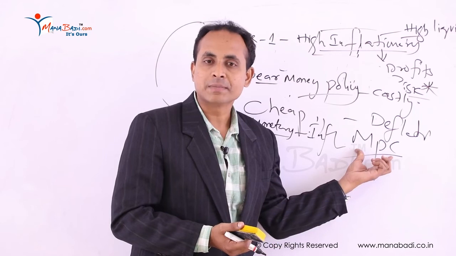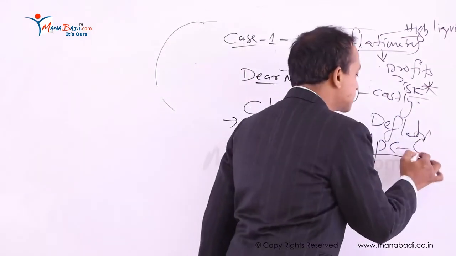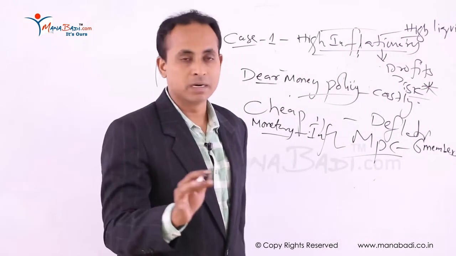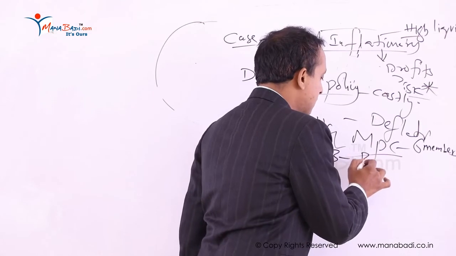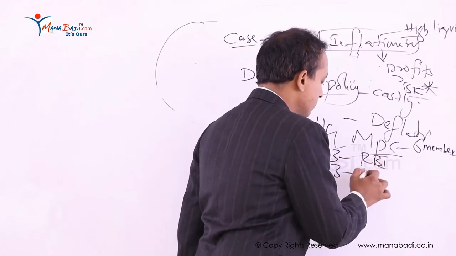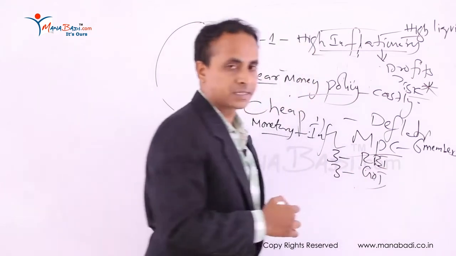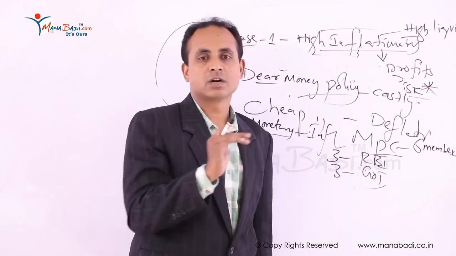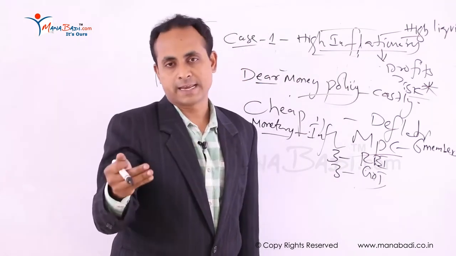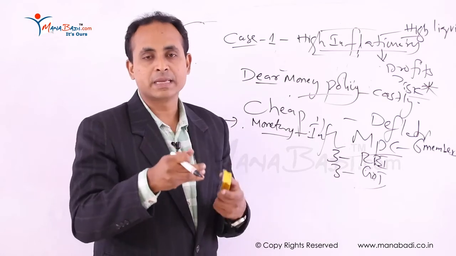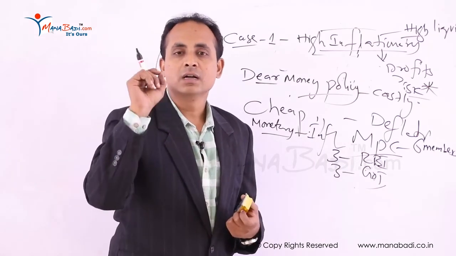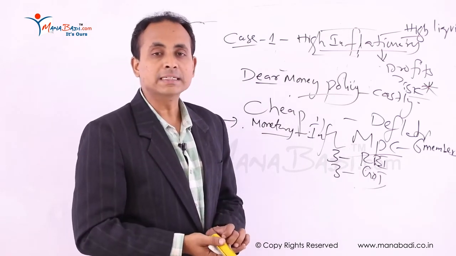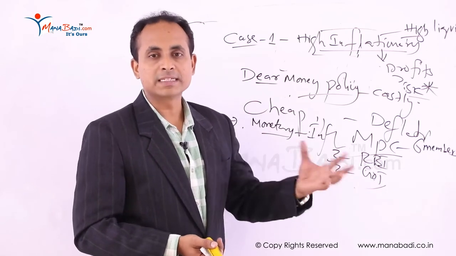This Monetary Policy Committee comprises a total of 6 members, 3 members from the RBI side and 3 members from the Government of India side. Understand? So in the Monetary Policy Committee, total 6 members are present, 3 from the Government of India side and 3 from the RBI side. Clear? And these 6 people sit down at least once quarterly. They sit down once quarterly and they combinedly decide the interest rates.